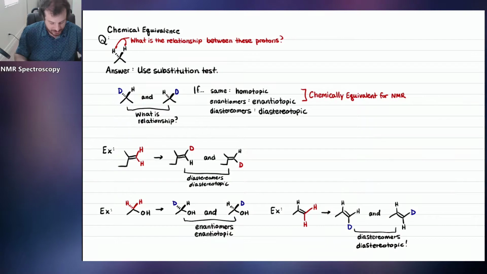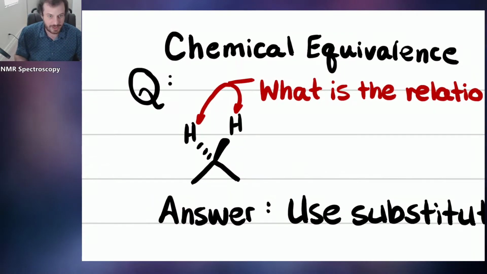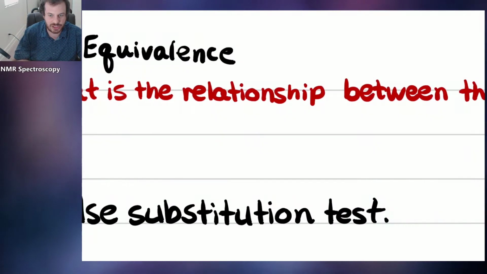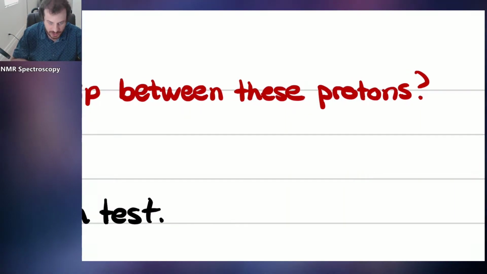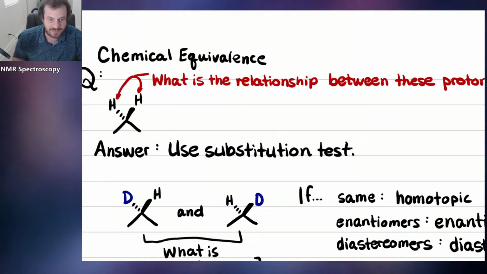So let's first consider this molecule right here. And notice it is just propane. This molecule is propane, and there are hydrogens all over this molecule, but I've just indicated two hydrogens on the central carbon. And let's say I ask the question, what is the relationship between these protons? That's the key question. To find out the relationship between those two protons, we have to do something called the substitution test. And the substitution test is extremely easy.